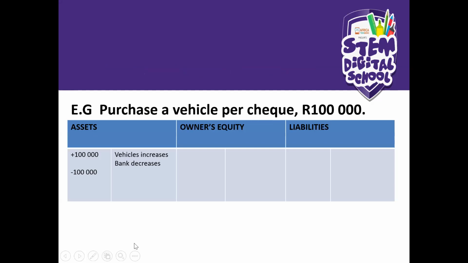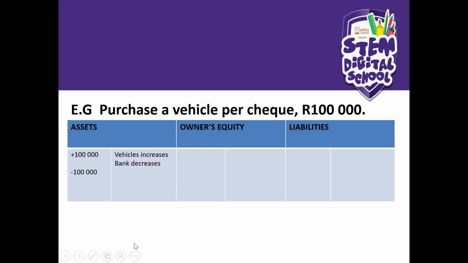Right, let's start. There's your first transaction. It says purchase a vehicle per check 100,000. So what two things are important here? You need to know what the transaction is all about. It's about purchasing a vehicle, and then you need the amount every time. That is going to be 100,000.